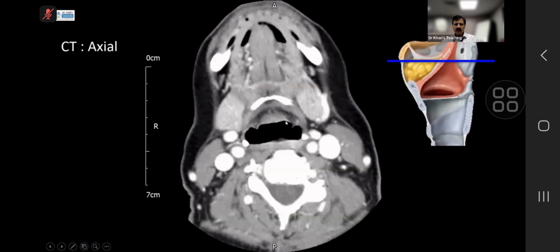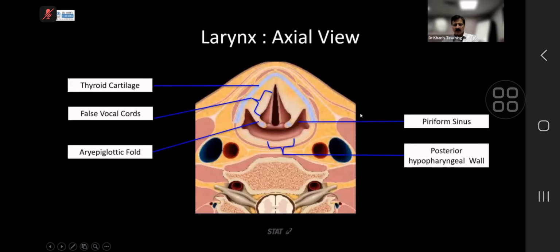So look at the CT. On this CT, now you can see pre-epiglottic fat. You see this thing? It is passing through the fat. This is the hyoid bone, piriform sinus, piriform sinus. Now, this is the aryepiglottic fold. Next slice, we will start seeing it much better.